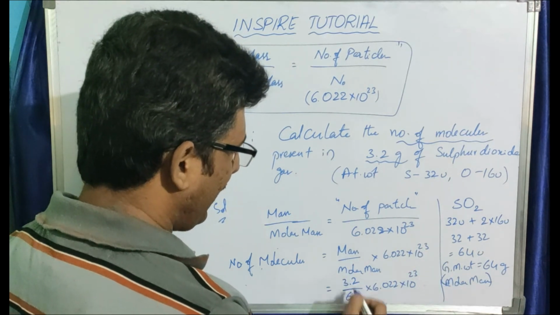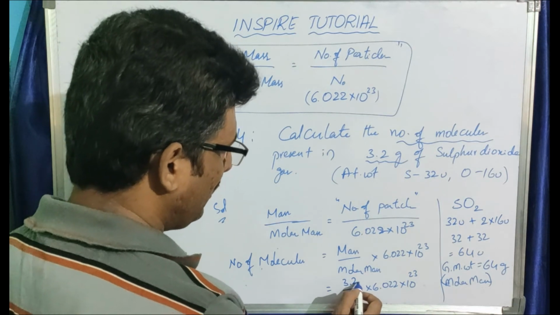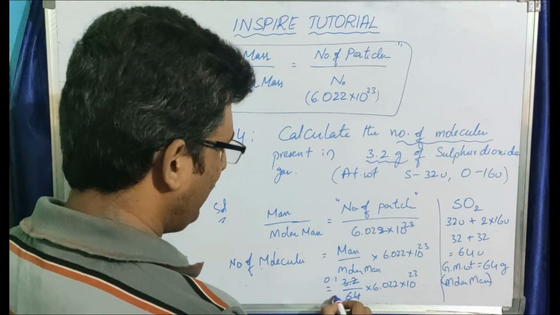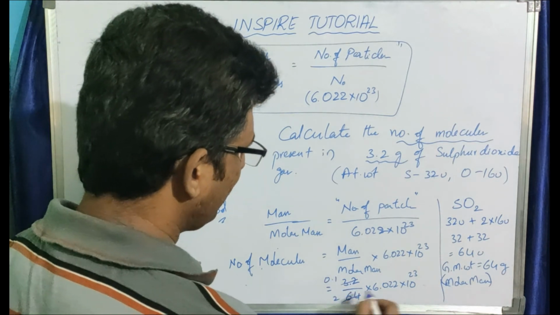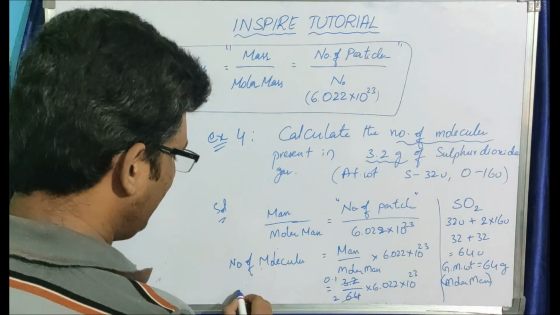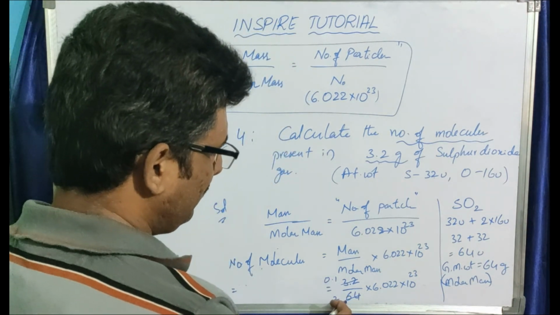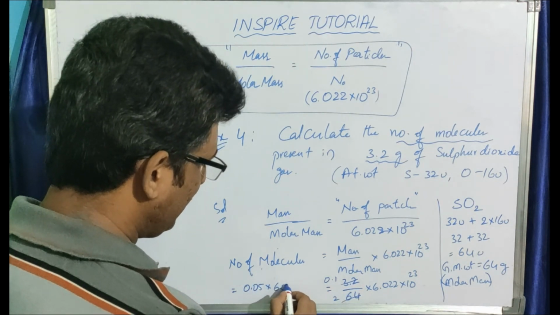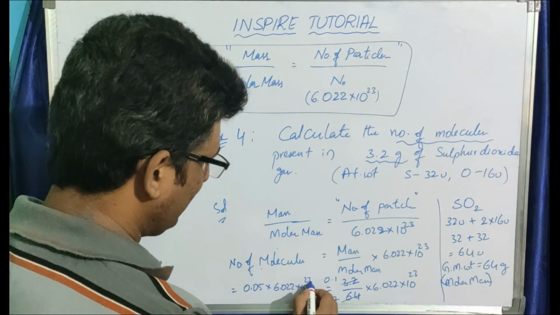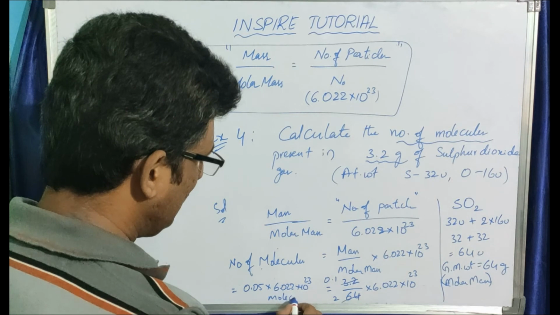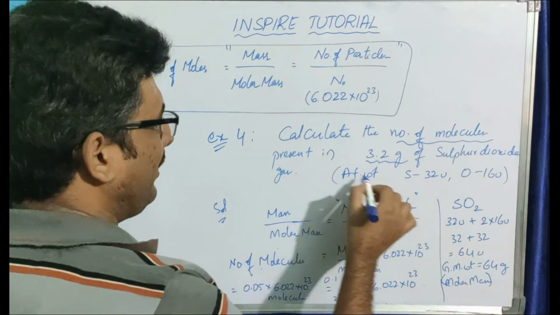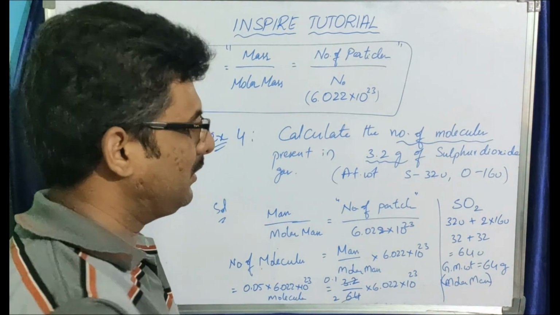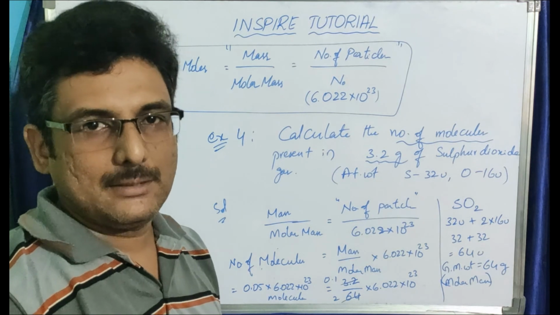So we can cancel this. This is 3.2 and this is 64. So 3.2 divided by 64 gives 0.05. Okay, so if you multiply this, you will get this answer, 0.05 into 6.022 into 10 power 23. So these many molecules are present in 3.2 grams of sulfur dioxide. So this is how we can calculate the numericals given in the mole concept.